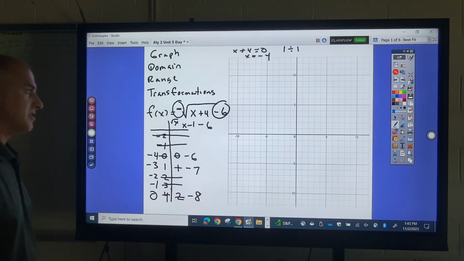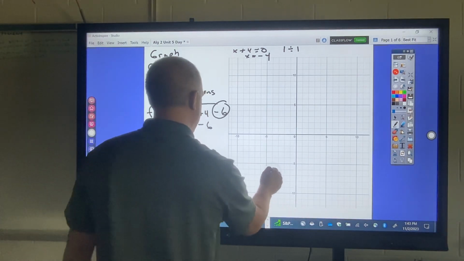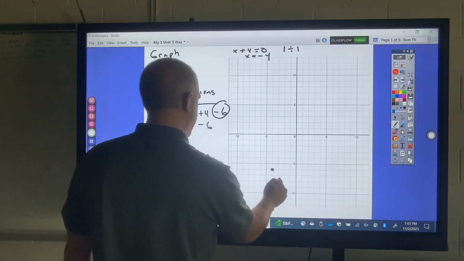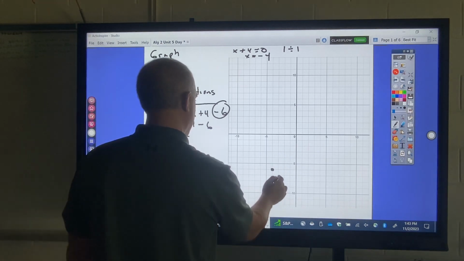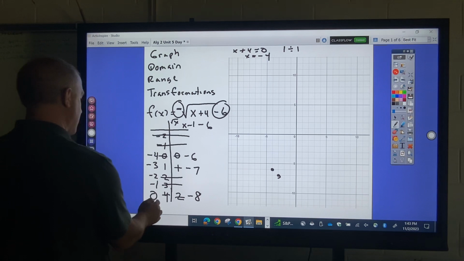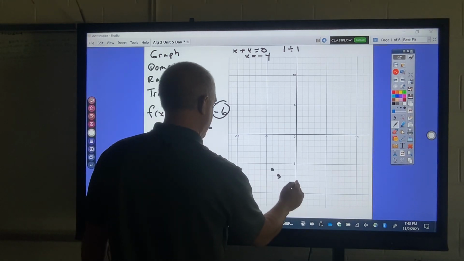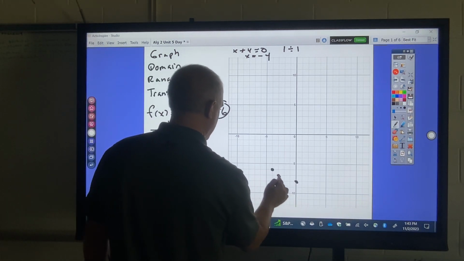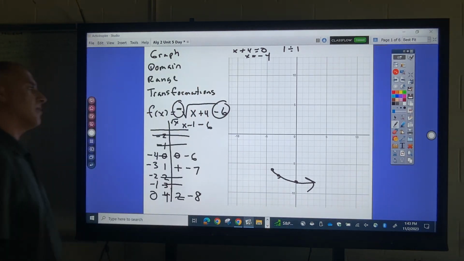So now I plot those points. Negative 4 over, negative 6 down. Negative 3 over, negative 7 down. And then 0 over, negative 8 down. And this is what the graph looks like. It always goes from that starting point.